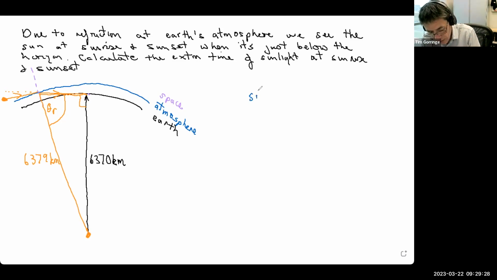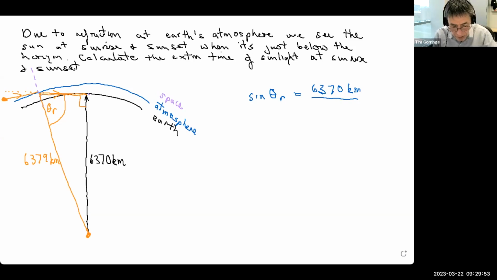Sine of theta r, the refracted angle, is equal to the opposite side of the triangle divided by the hypotenuse of the triangle. So it's equal to the radius of the Earth, 6,370 kilometers, divided by the hypotenuse of the triangle, which is the radius of the Earth plus the thickness of the atmosphere. That was 6,379 kilometers.